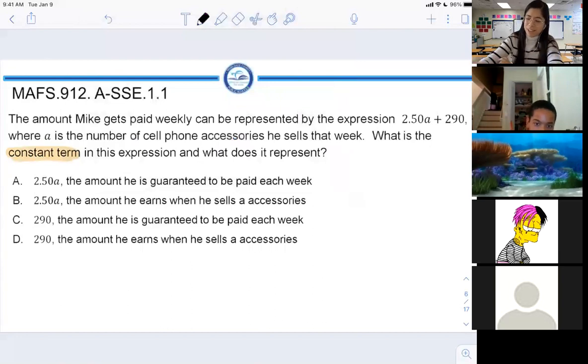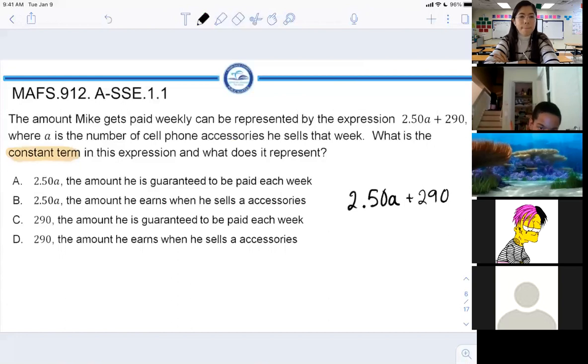Okay, so we've got to go back to this. I'm going to rewrite my expression on the side over here. 2.50A plus 290. Jalen says a constant is a constant. Okay, well, which of these numbers is my constant? I think it might be 250 and 290. Okay, so it's one of them. Constants are going to be numbers, but there's something specific about a constant.